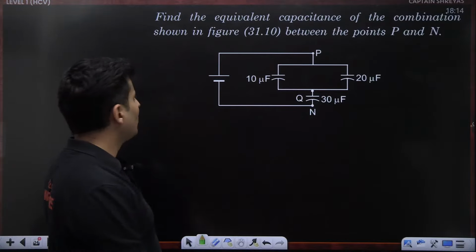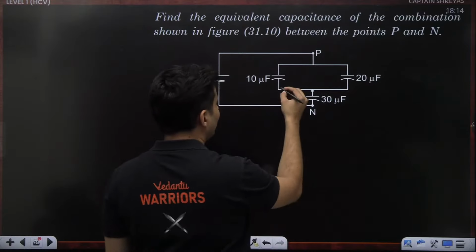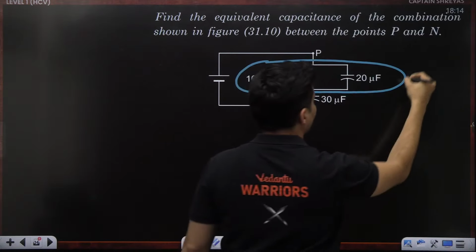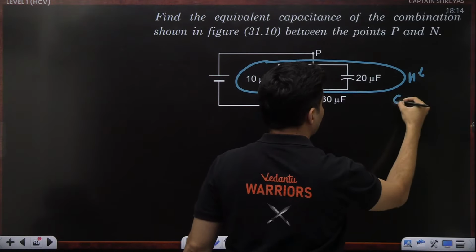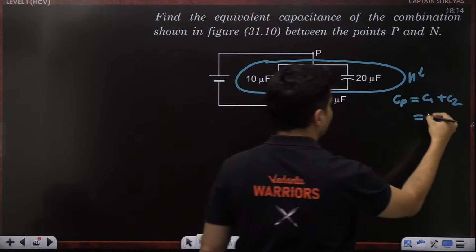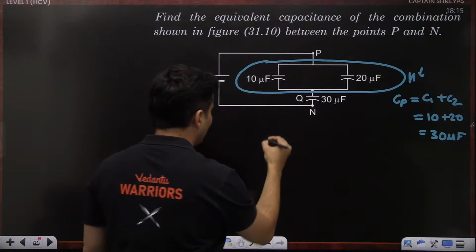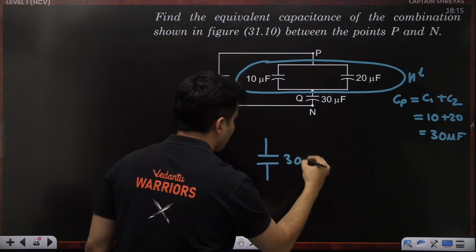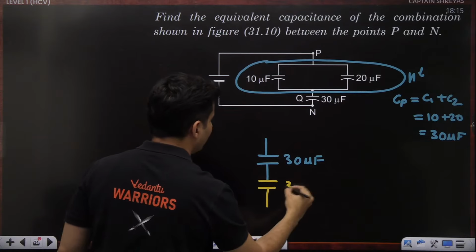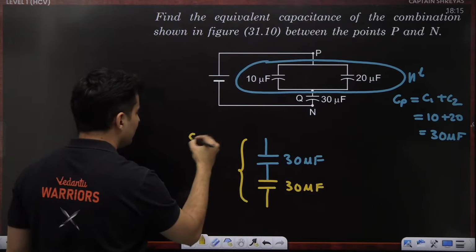Find the equivalent capacitance of the combination shown over here. Well, first things first, as you can see, this capacitor and this capacitor are in parallel. And in parallel, you add the capacitances, right? They are capacitors. So 10 plus 20, that's basically 30 microfarad. Now that 30 microfarad is in series with another 30 microfarad.